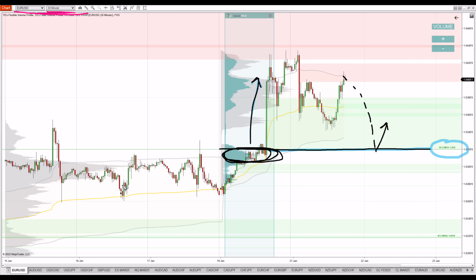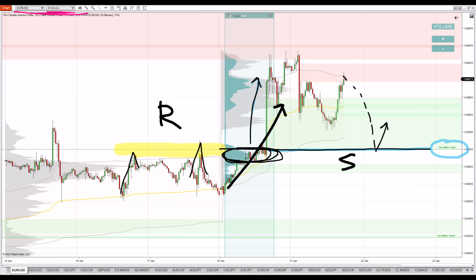As you can see, there were also a couple of reactions to this area in the past, not exactly to that level, but to the general area. That means that it was a resistance and it turned into a support, right? So it was a resistance, and when the price blew past that resistance, it turned into a support.